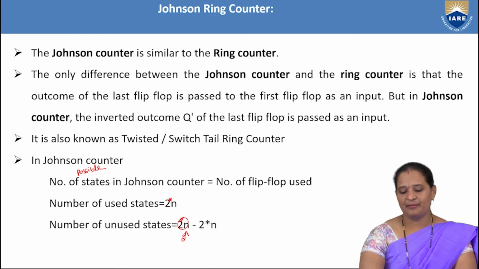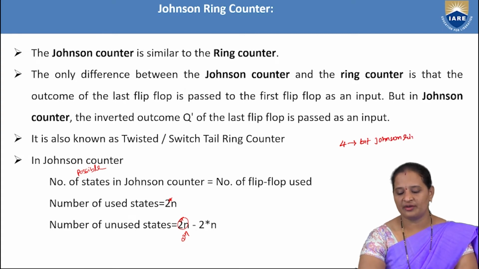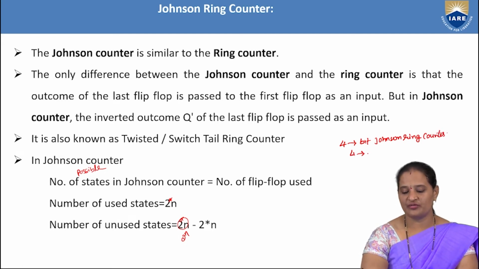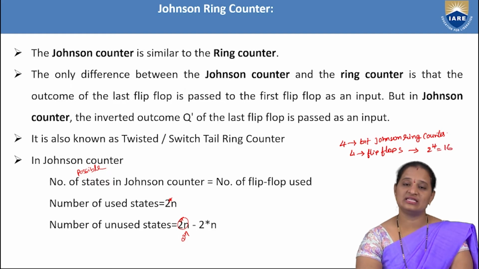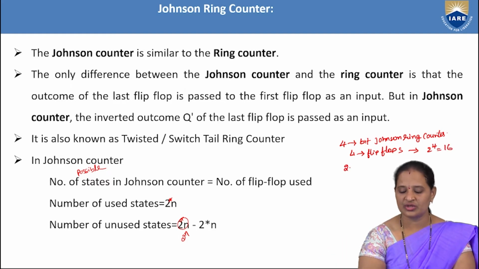For example, let us consider we have designed a 4-bit Johnson ring counter. That means I have to use 4 flip-flops. As I am using 4 flip-flops, the possible states I can have are 2 power 4, that is 16 states. Out of these 16 states, I can use 2 into 4, that is 8 states, whereas the remaining 16 minus 8, that is 8 states, are unused.